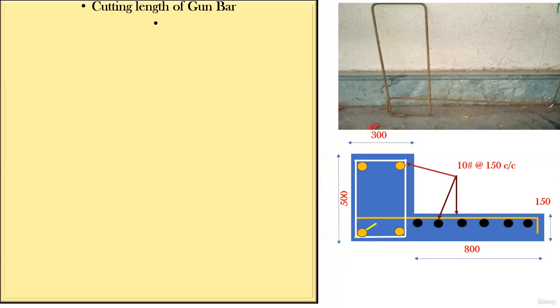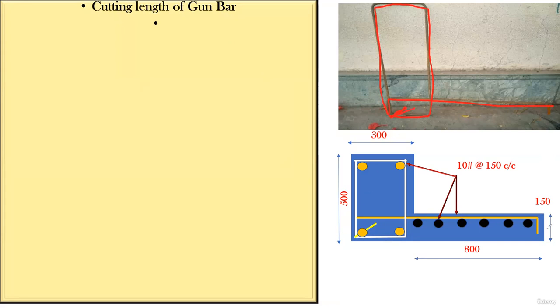Your bar will be something like this. It will come like this, then it will go like this, then it will turn this way and go all the way like this. It will be like a stirrup. And then it will be bent at 135 degrees. You cannot see that, but practically this is how it has to be bent here.